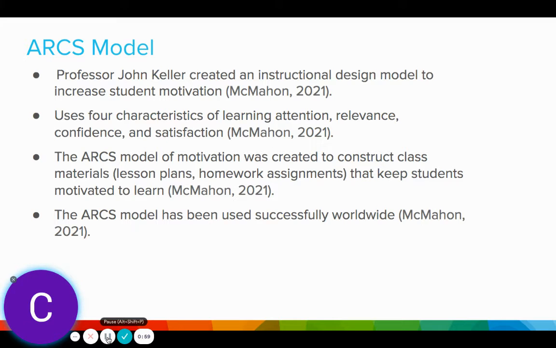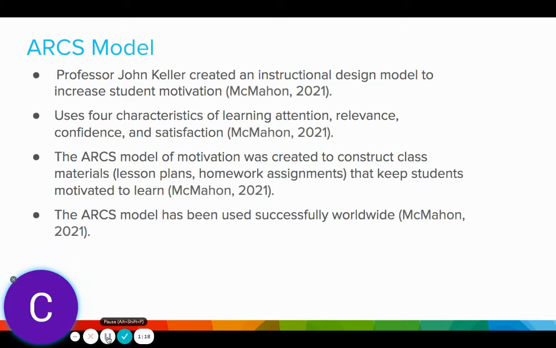So we already know that student engagement is important, but so often I hear my fellow teachers saying things like, "My students are just not motivated," or "How can I better engage my students in the learning process?" Today, I want to talk about the ARCS model. This model was developed by Professor John Keller.